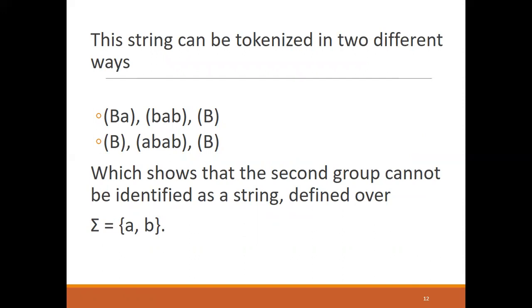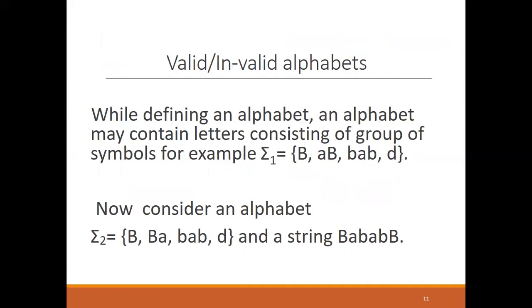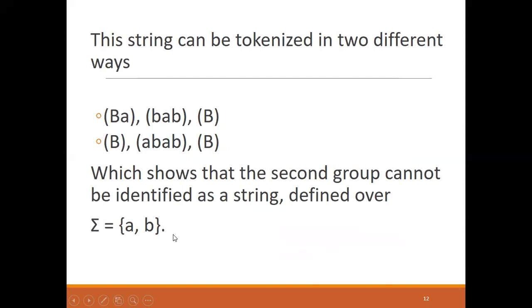In this example, we can tokenize the string B, A, B, A, B, B in 2 ways. In the first tokenization, we have BA as the first token, BAB as the second token, and B as the third token. In the second way, we have B, A, B, A, B, and B. A, B, A, B is not part of any alphabet, you can see here. A, B, A, B is not part of sigma 1 or sigma 2. So this shows that the second grouping cannot be identified as a string.